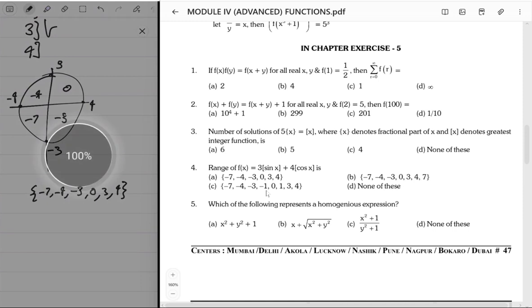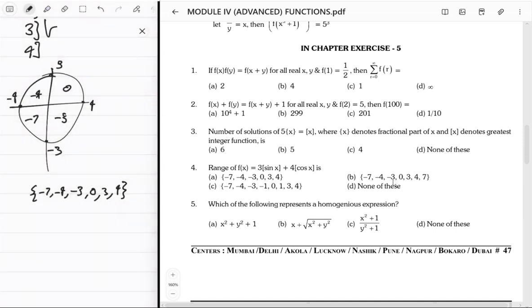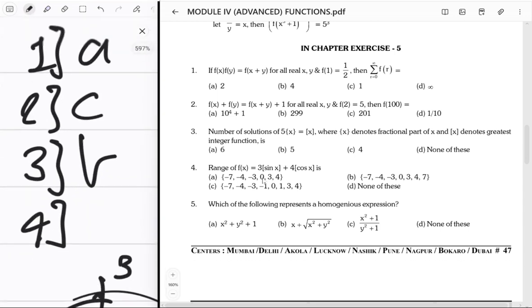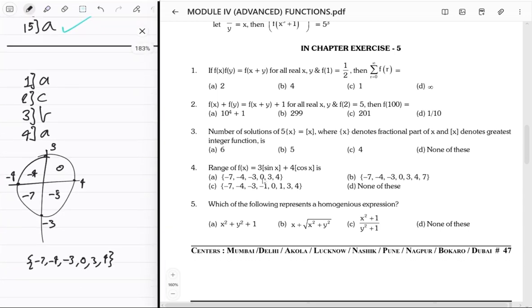So where can I get that? -1? Well, no, that's not right. What is this? 7, like both being, no, that's not possible. Okay, -7, -4, -3, 0, 3, 4. A is the answer, I guess. Next question.